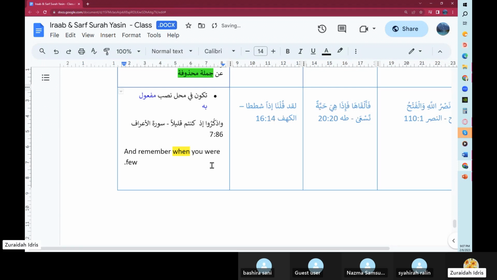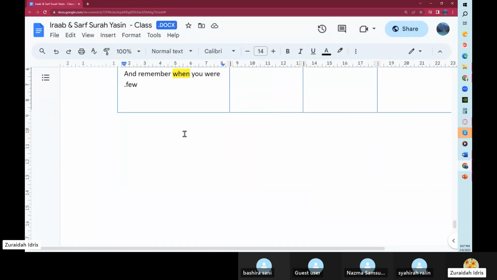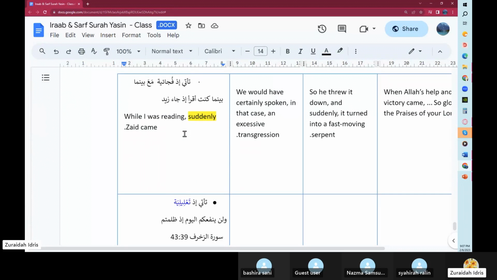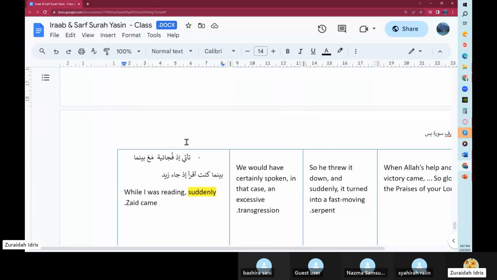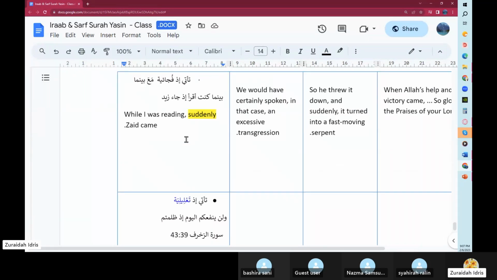And remember when you were few. So this is another way of looking at iz. The iz itself is now maf'ul bihi together with whatever comes after it. Yeah, this is what we call a complex mudaf ilayh, because it's a sentence. It's not one word. So then we have another one where iza comes with bainama.